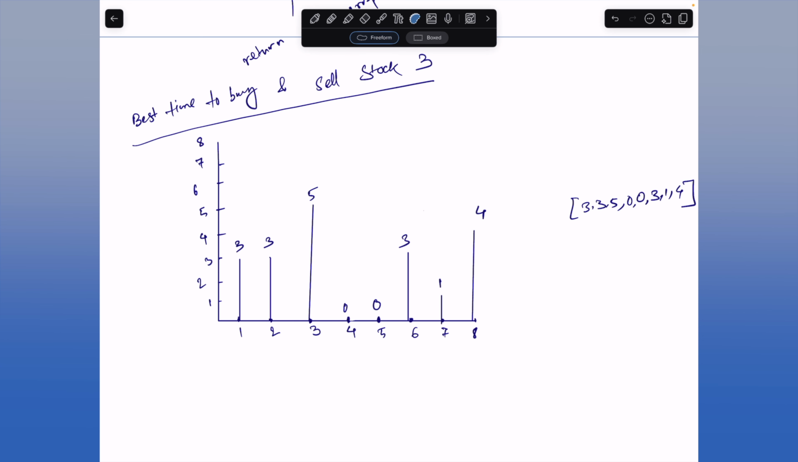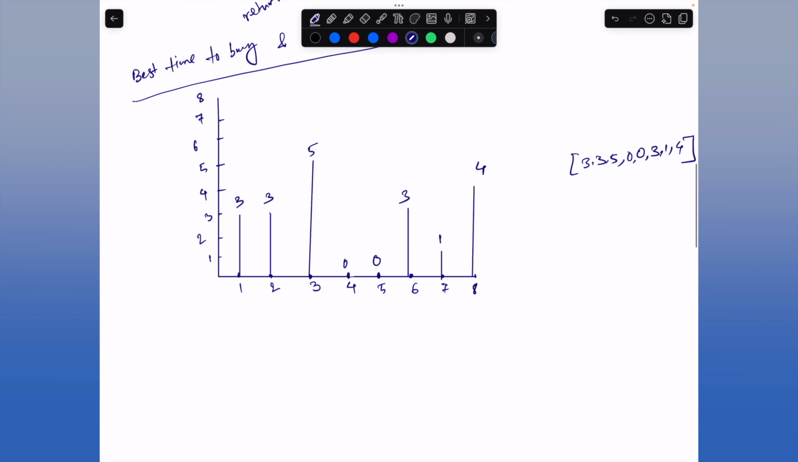Okay, and we can only hold one single stock at a time, as we had the constraint before. So the same constraint remains, but here we have to make two transactions. Again I have taken the day-wise prices over here, so on the x-axis it is day and on the y-axis it is price.